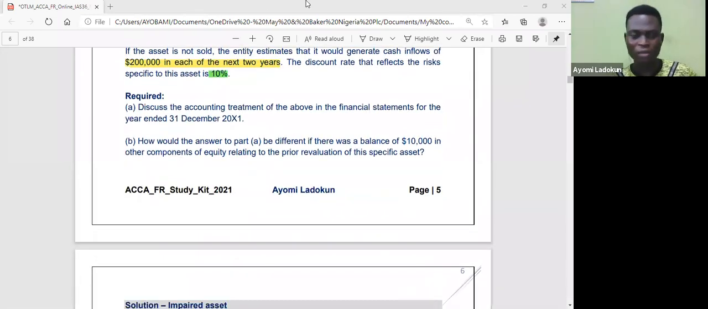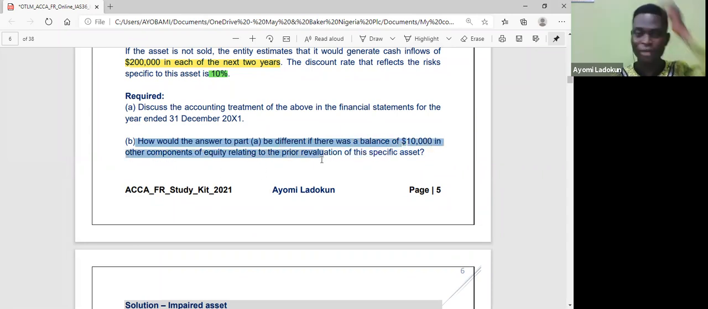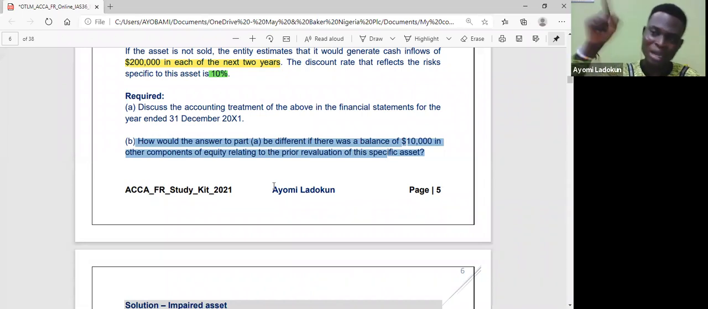Now, look at part B of this question. It said, how would your answer in part A be different if there was a balance of 10,000 in the other component of equity relating to the prior valuation of this specific asset? Be with me here. What are they saying? Let's say last year we revalued this asset. The current amount was 500,000, meanwhile the fair value of the asset is 510. So we revalue from 500 to 510. That's what they are saying.